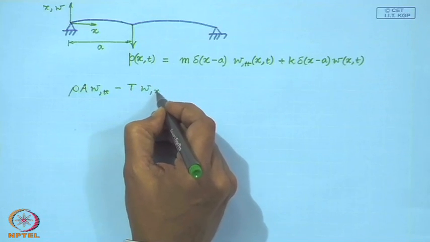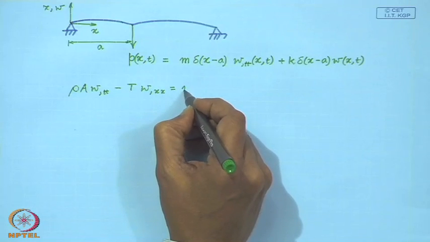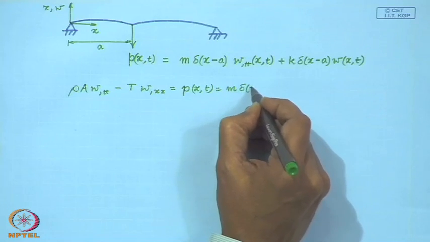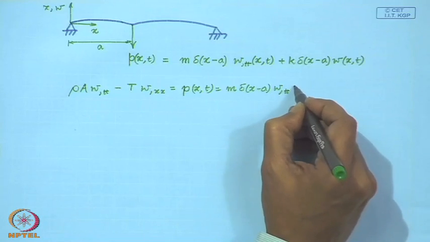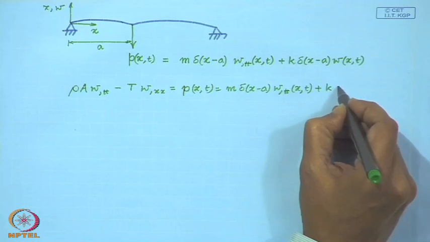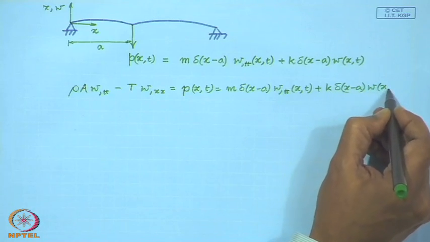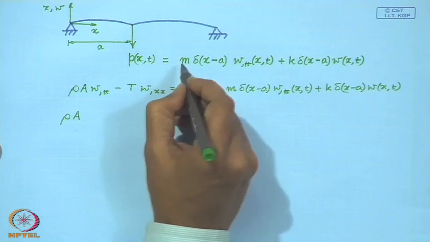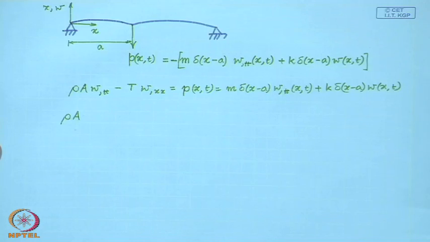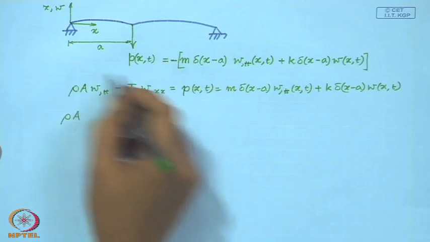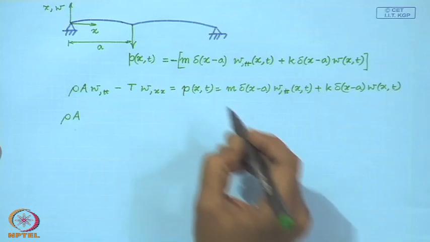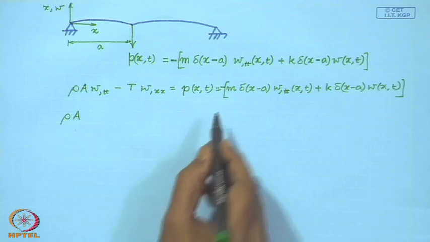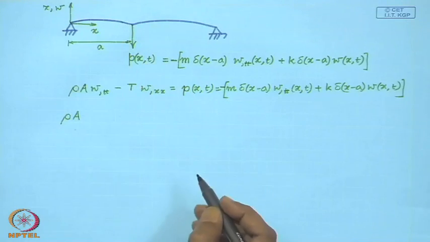Which on a slight rearrangement actually turns out to be this, so when I write the distribution on the string, this comes with a negative sign because of the convention that upward is positive.